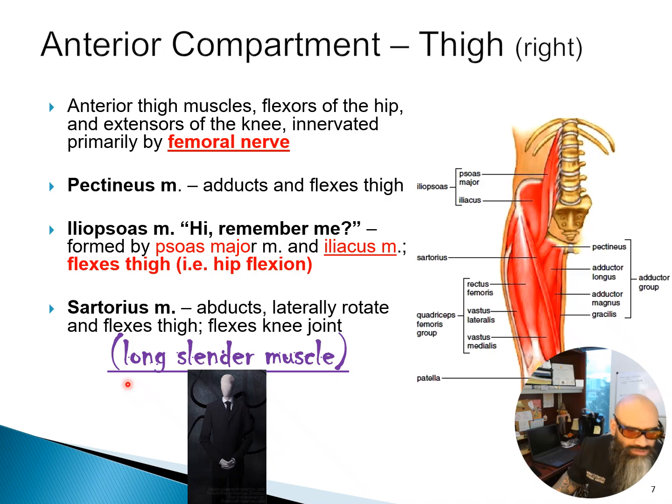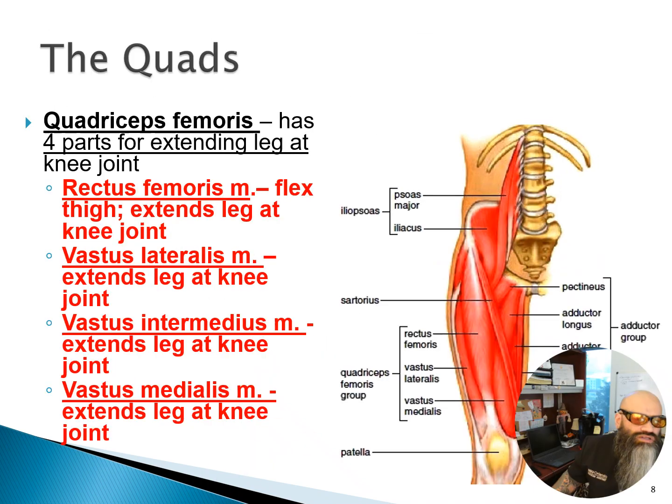Slender man here, just to help you remember that it is a slender muscle. Quadriceps femoris, these four muscles that we just discussed earlier. The rectus femoris has two functions because of its origination at the iliopsoas. It performs hip flexion or thigh flexion, and also helps to perform knee extension.